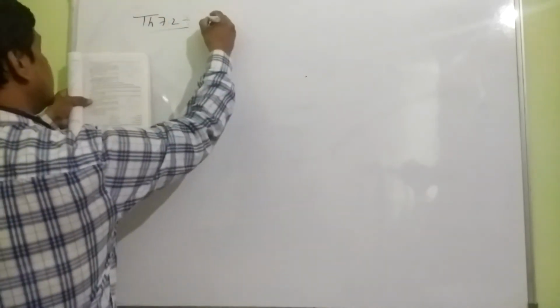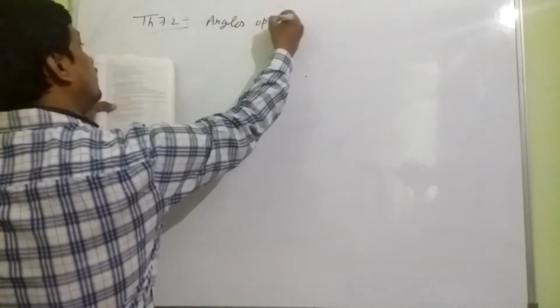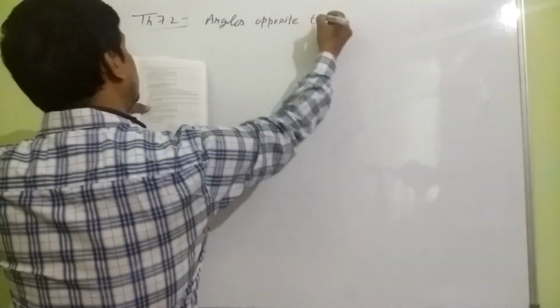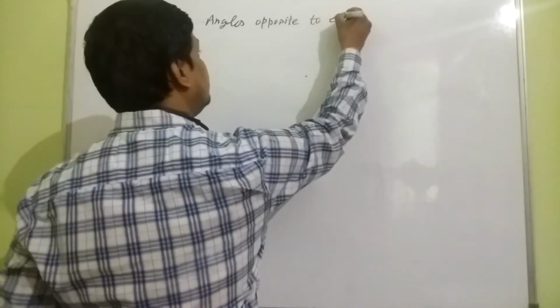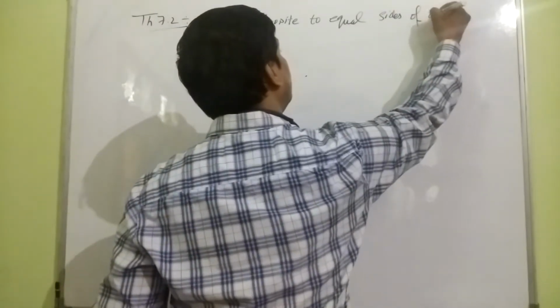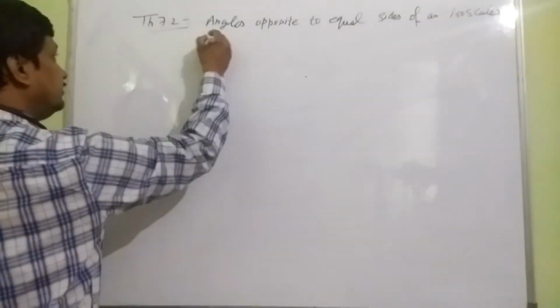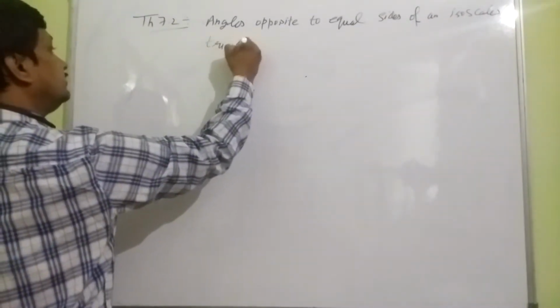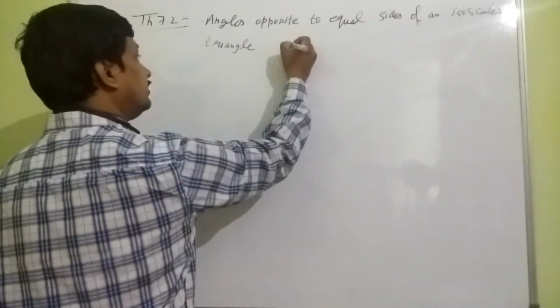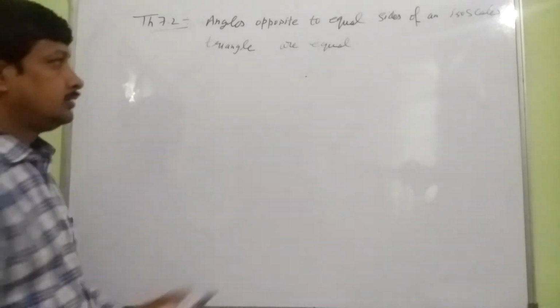This theorem is: angles opposite to equal sides of an isosceles triangle are equal. So this is the theorem which we have to do.